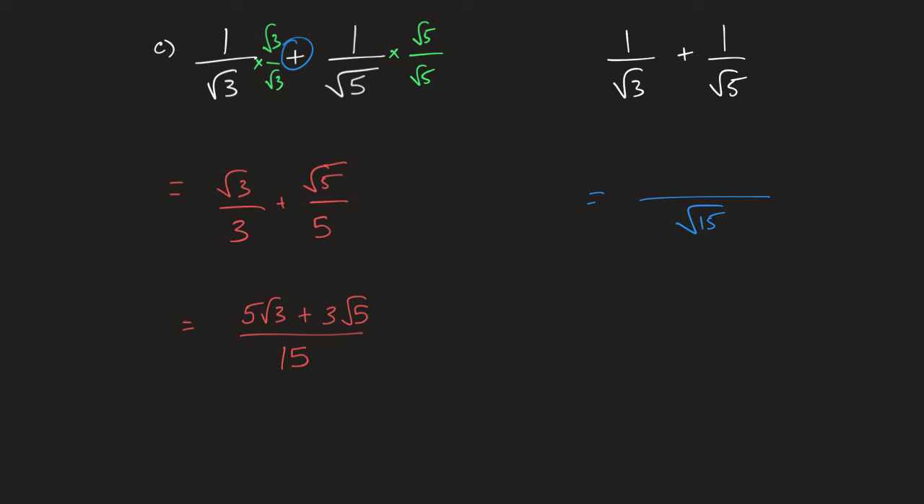Okay, well then what did I do to root 3 to change it into root 15? I multiplied that by root 5, so I need to multiply the top of the first fraction by root 5 and the top of the second fraction by root 3.